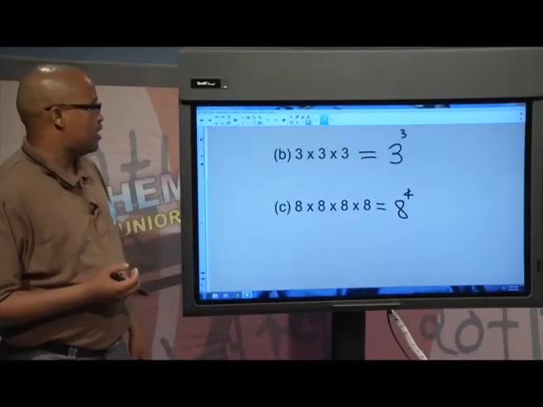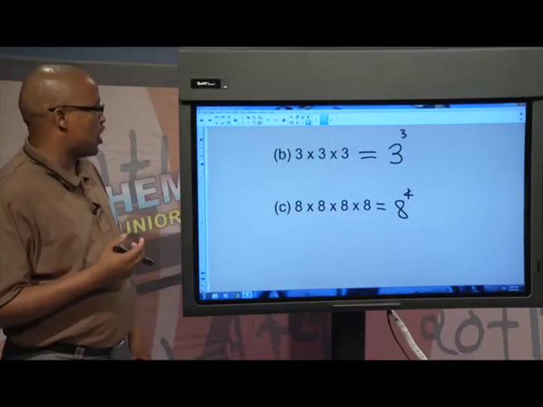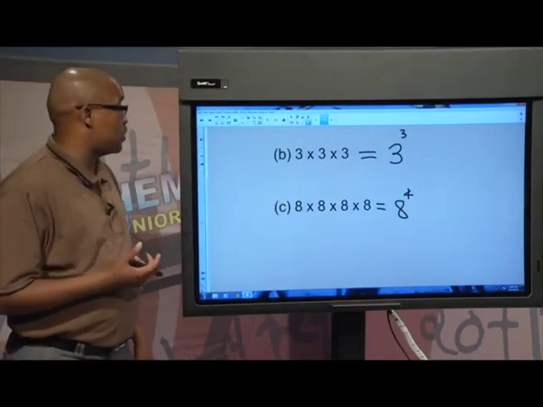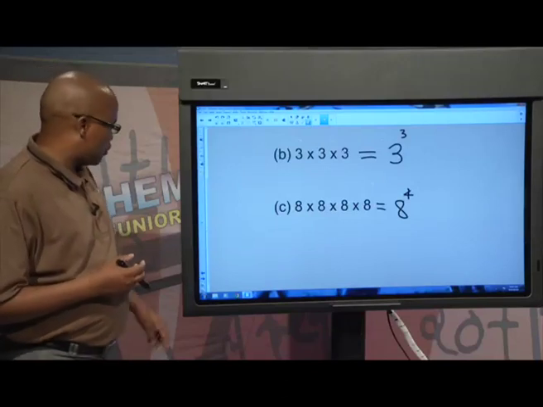Thank you, Faith. Your question is now, how do we change from the index form to the expanded form? We can always change from the index form to the expanded form. Let's see what we should do.